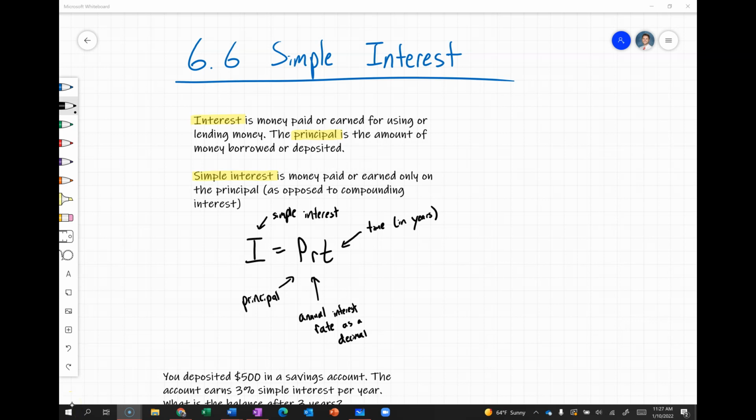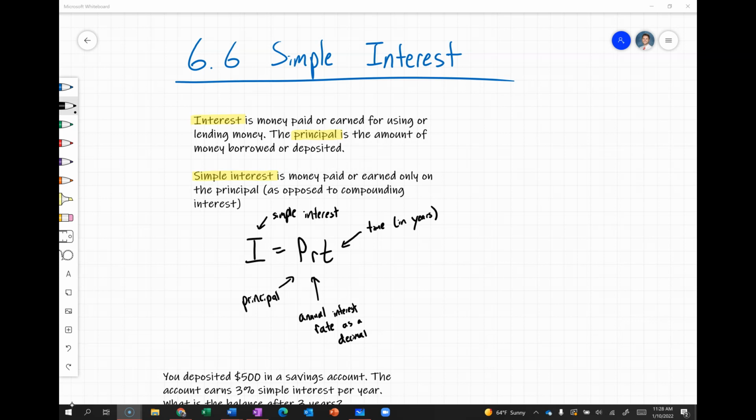All right, in this video we are looking at simple interest. Now, interest is money paid or earned for using or lending money. The principal is the amount of money that was borrowed or that was deposited. Now, simple interest is money paid or earned only based on the principal.